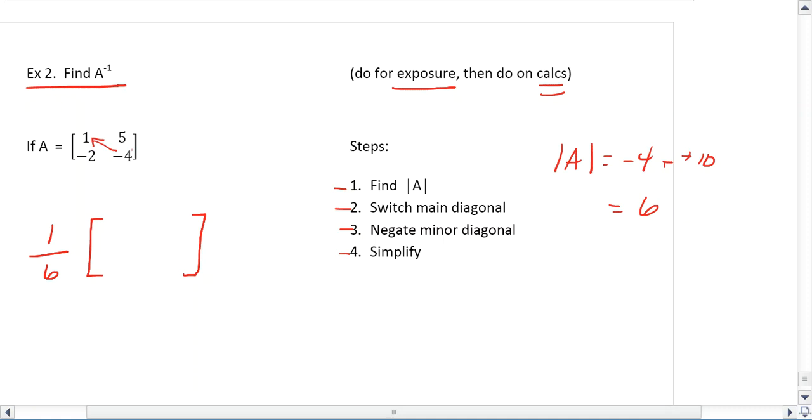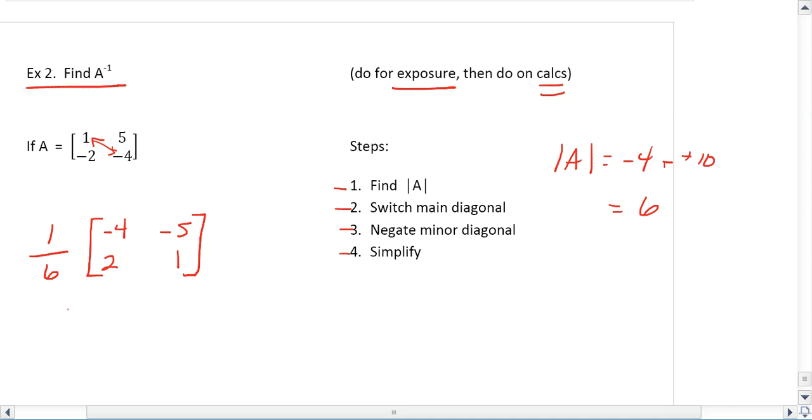Step 2, switch the main diagonal. So this -4 bounces up here, and the 1 down there. Step 3, negate the minor. So in other words, you take the opposite. -2 is +2. +5 becomes -5. So now the last thing to do is just multiply everything in this matrix by the 1/6.